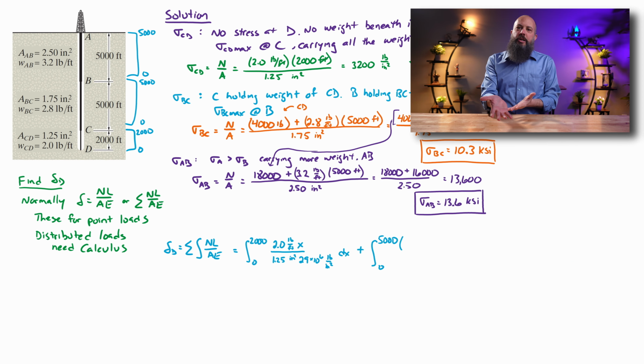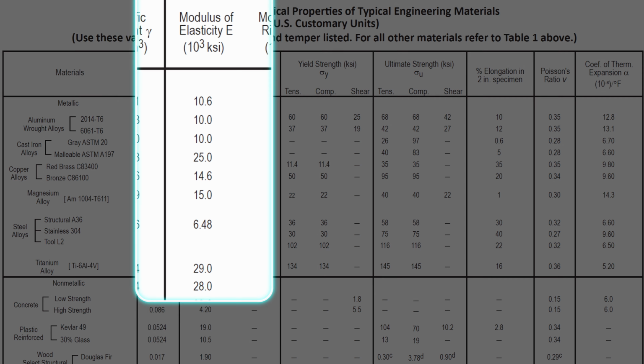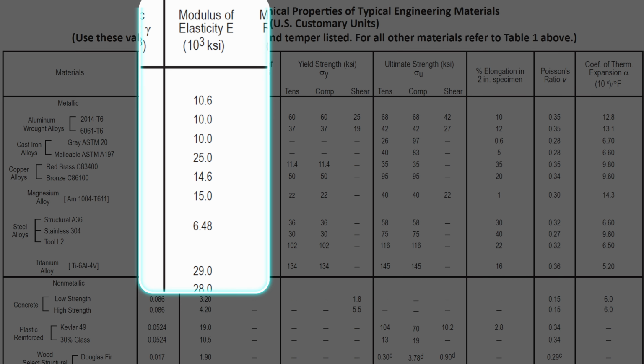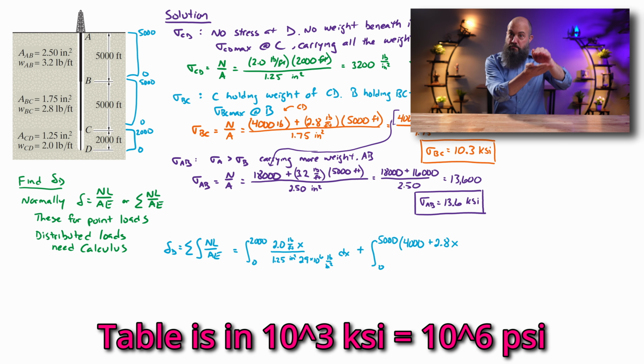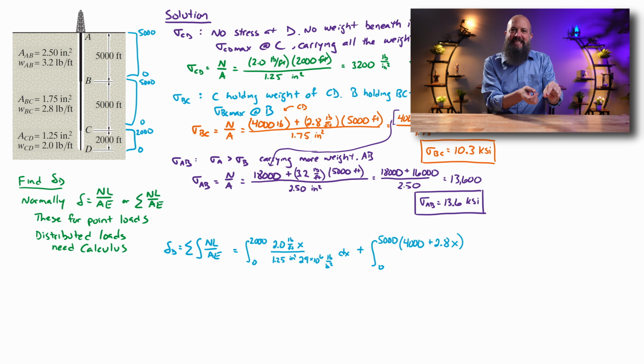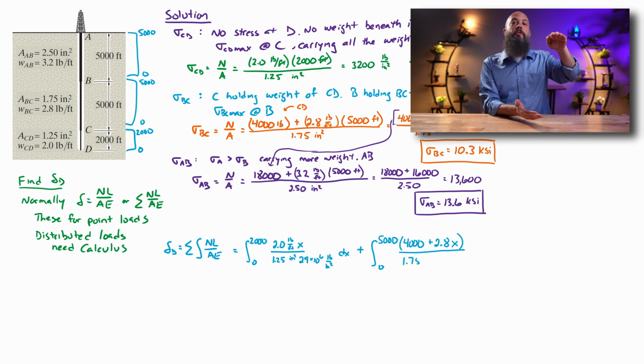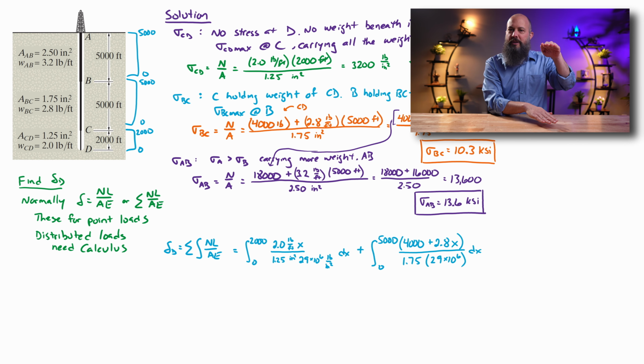In the denominator, area was given, but E, I'm going to have to look up in a table. A36 steel, going to be 29 times 10 to the 6. Second integral for the middle section of pipe, integrating from 0 to 5,000, where now the weight is going to be 4,000 plus 2.8x. So for example, at 1,000 feet into the pipe, the total amount of weight beneath it would be 4,000 plus 2.8 times 1,000. So 6,800 is the amount of weight that would be below that point.